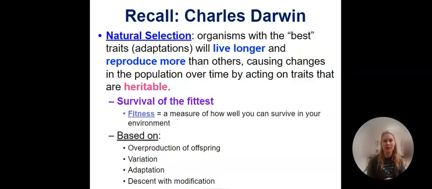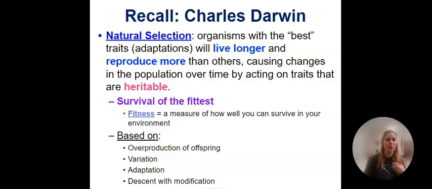A lot of the times you'll hear natural selection referred to as survival of the fittest. Now, fitness is not who's the strongest or fastest or smartest or tallest. Fitness is simply a measurement of how well an individual survives within their environment. If the environment changes, fitness changes. And so natural selection changes. So just because you had the best adaptation one generation doesn't mean it's going to be the best in the next generation if the environment changes.